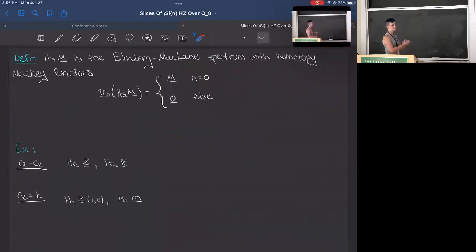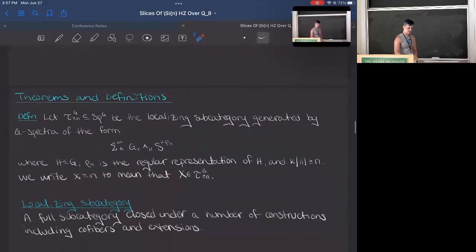All right, now of particular interest with the slice filtration is determining slices of Eilenberg-MacLane spectra. So HGM is the Eilenberg-MacLane spectrum with homotopy Mackey functors M in degree 0 and 0 otherwise. So just like an Eilenberg-MacLane space, but now it's a spectrum. So for example, for C2, we could have HC2Z or HC2F. We could have HKZ10 or HKM, any of the Mackey functors that we've seen already. All right, that's the background.